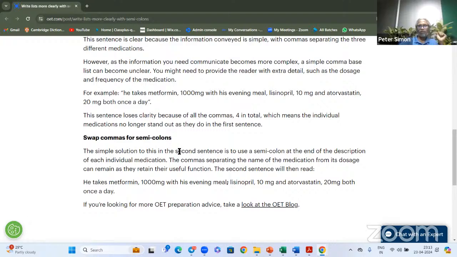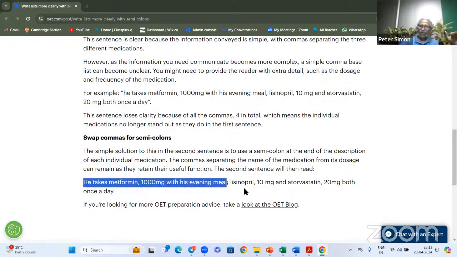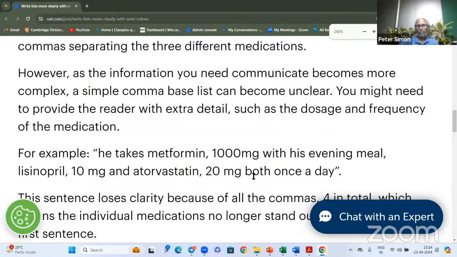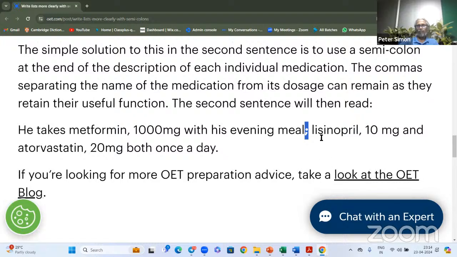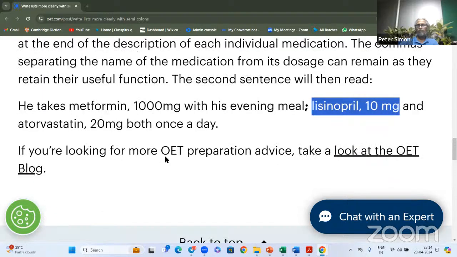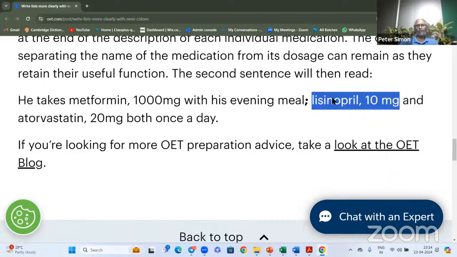The simple solution to this in the second sentence is to use a semicolon at the end of the description of each individual medication. He takes metformin 1000 mg with his evening meal. One item is gone in the list. Semicolon. Lisinopril 10 mg; semicolon; and atorvastatin 20 mg both once a day. So you can write like that.